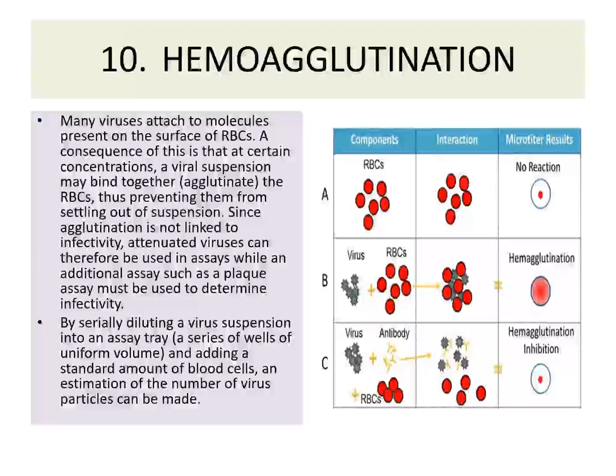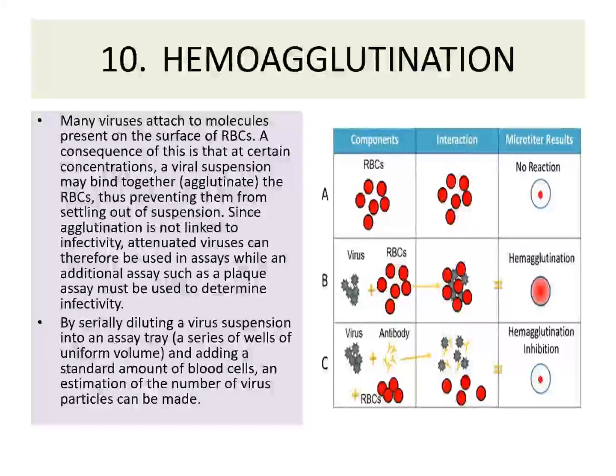Many viruses attack molecules present on the surface of RBC. A consequence of this is that a certain concentration of viral suspension may bind together or agglutinate the RBCs, thus preventing them from settling out of suspension. Since agglutination is not linked to infectivity, attenuated viruses can therefore be used in the assay, while an additional assay such as plaque assay must be used to determine infectivity.